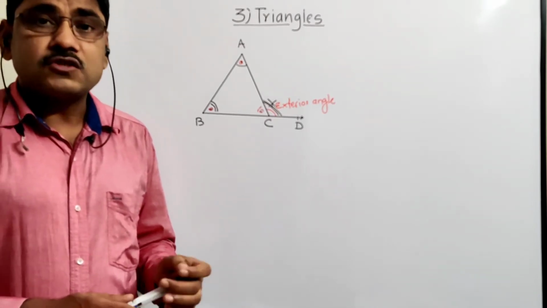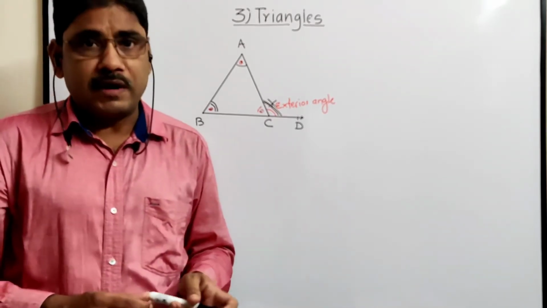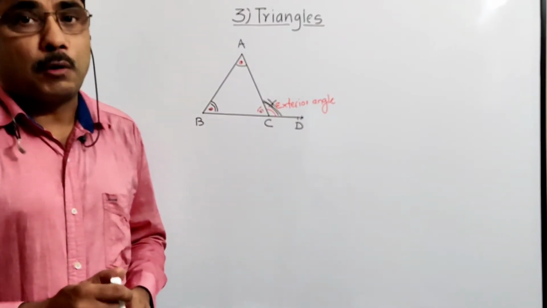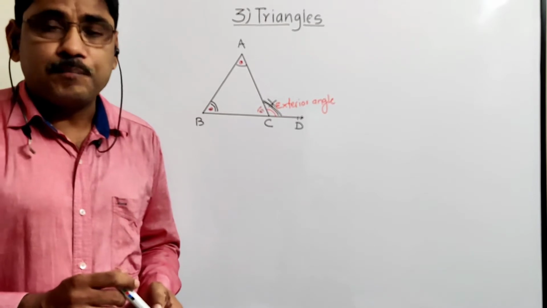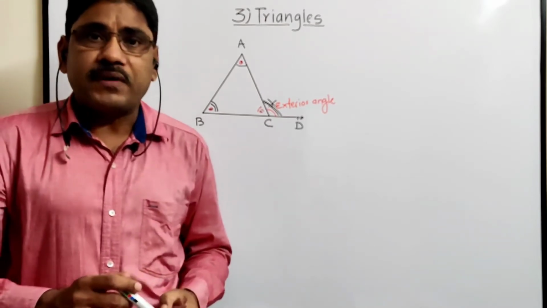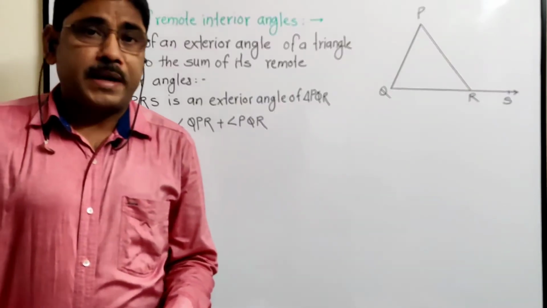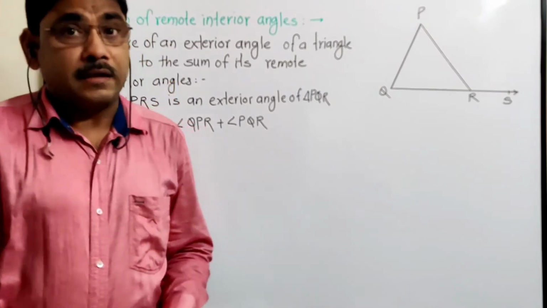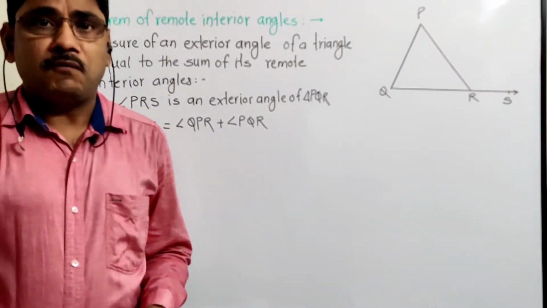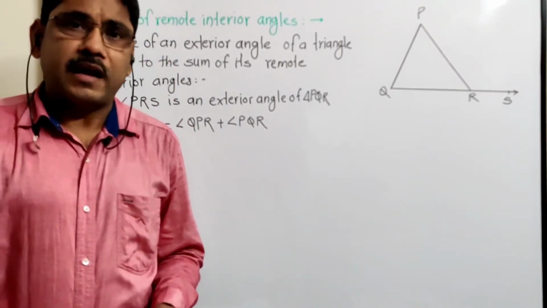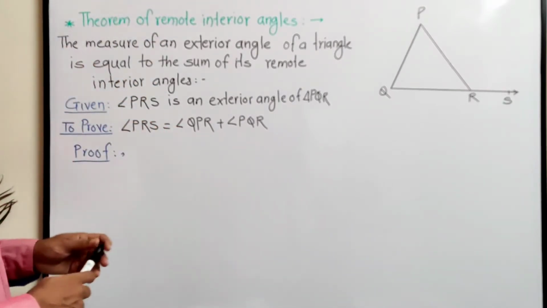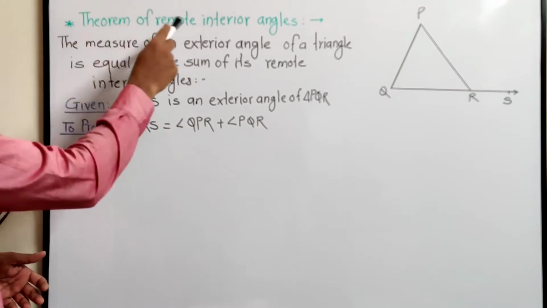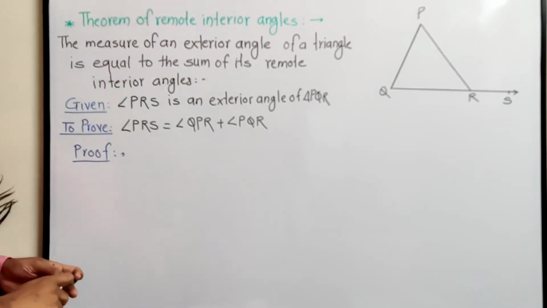So before solving that practice set 3.1, let us see those two properties of a triangle, that is theorem of remote interior angle and the property of exterior angle. So friends, let us see the theorem of remote interior angles of triangles. Now here it is the theorem of remote interior angles.